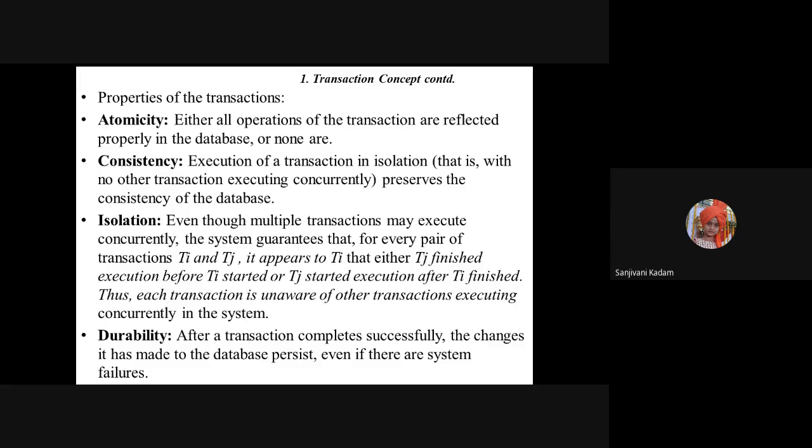Let me know if you have any doubt in any of the four properties. Any property I should repeat?